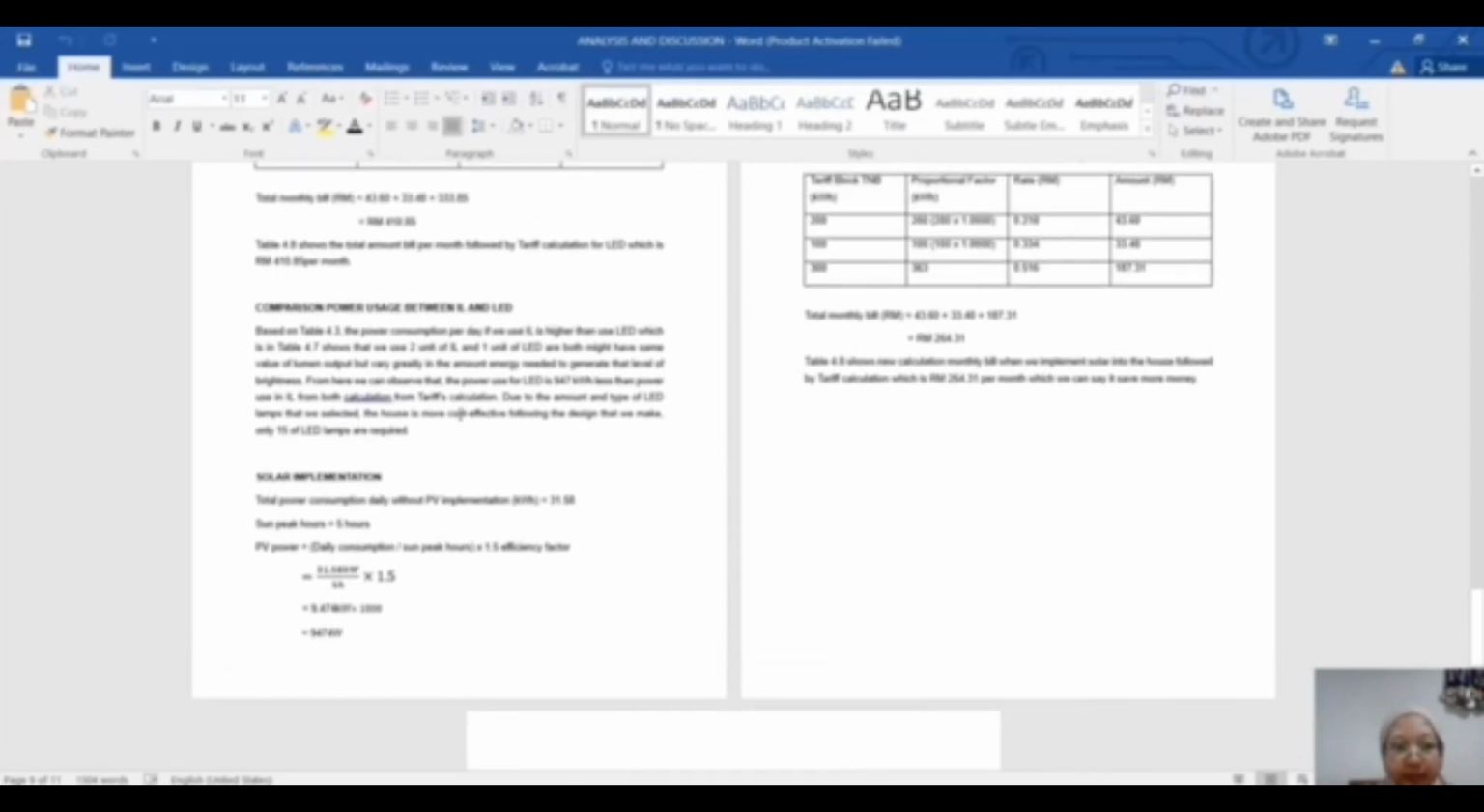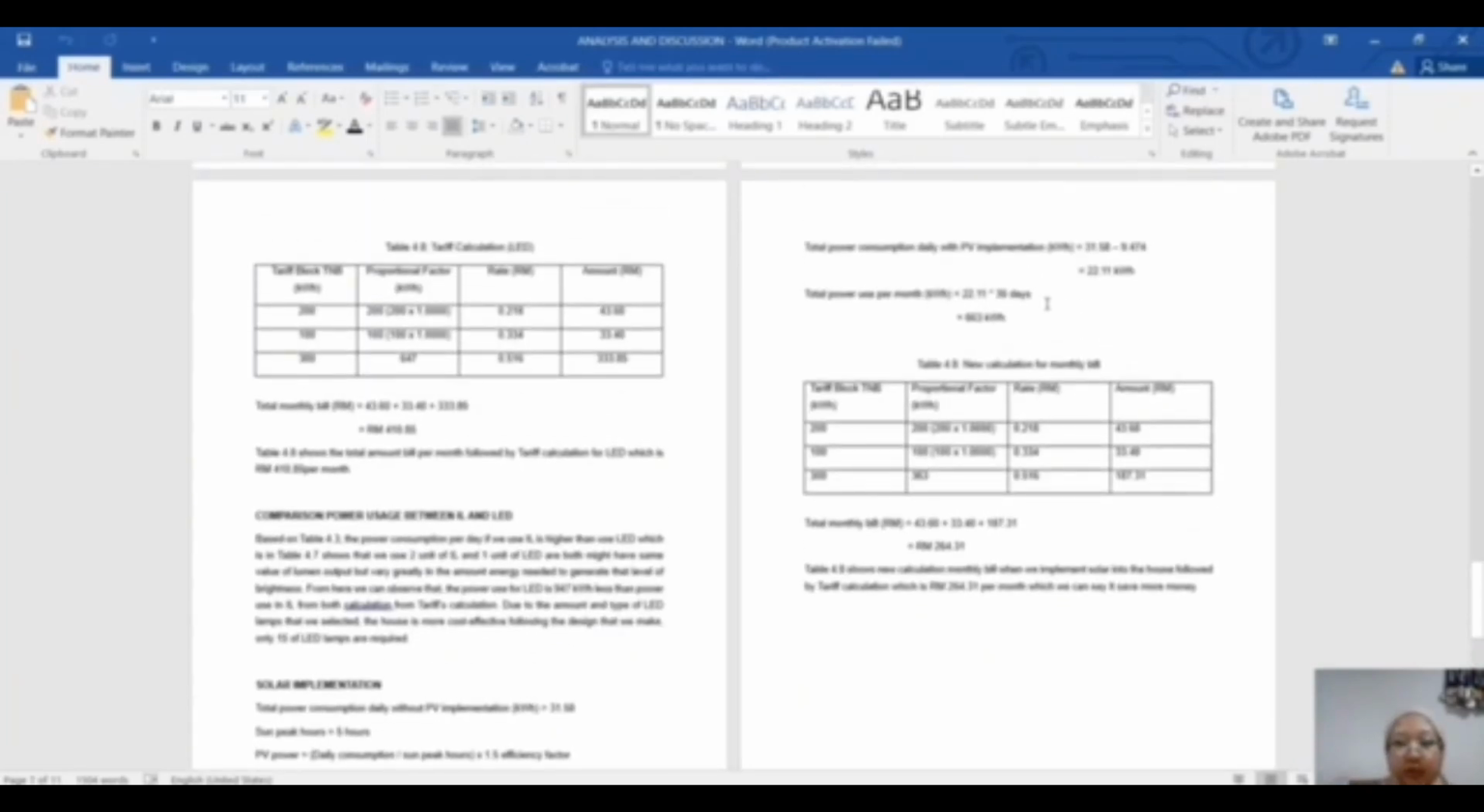So for the solar implementation, we want to choose the LED lamp. So we use the power usage per day in LED. The new power consumption per day we get is 22.11 kilowatt hour. So the total per month we get is 663 kilowatt hour. So the new monthly bill we get is 264.31 ringgit, which is half of the price before we implement the solar. We can say that it saves more money.